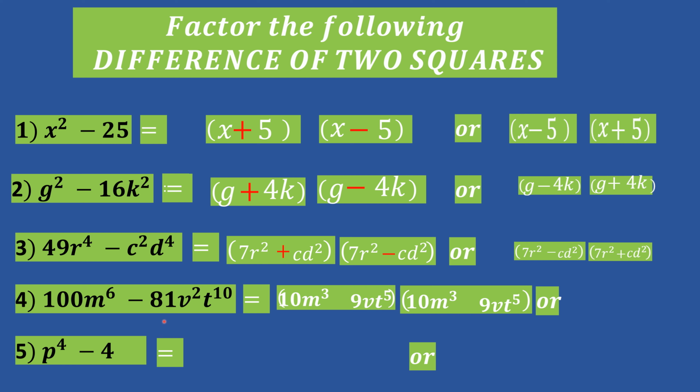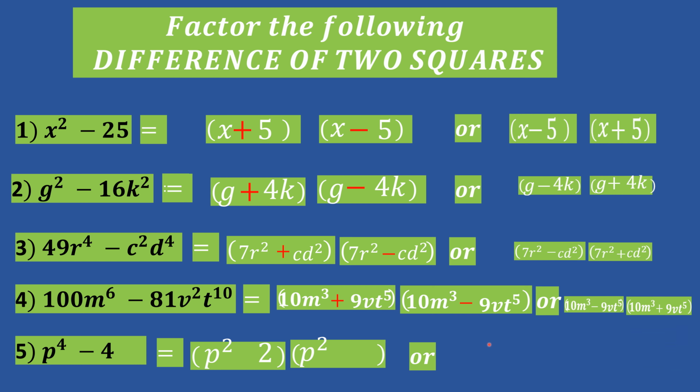While the square root of 81 v to the 2 and t to the 10 will be 9 v t to the power of 5, because 2 divided by 2 gives us 1, so that is v to the 1, while 10 divided by 2, the exponent of the variable should always be divided by 2, so that will be t to the power of 5, a plus and a minus, or like that.